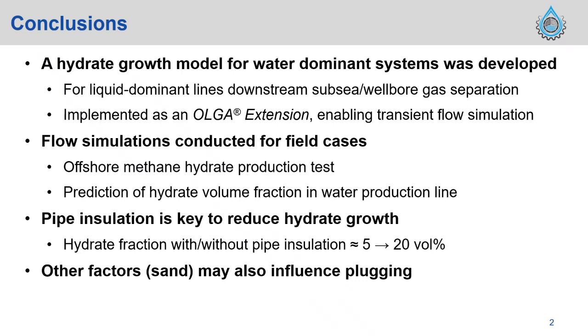We conducted flow simulations regarding the natural gas hydrate production test to predict hydrate growth in the actual production lines. The simulation results suggest pipeline insulation is key to reducing the hydrate growth. The results also suggest other factors such as sun may also influence the plugging.